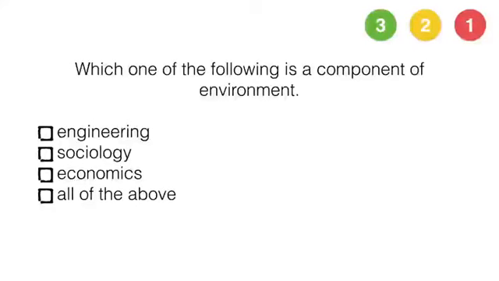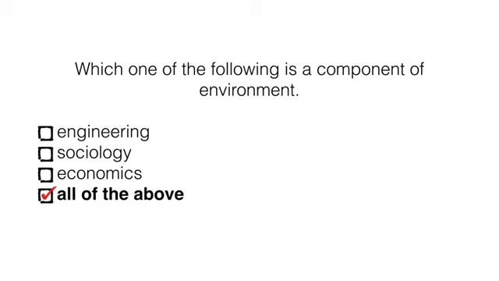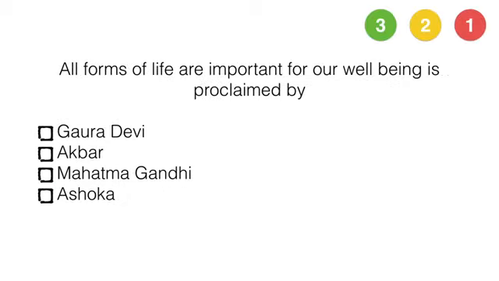Which one of the following is a component of environment? Engineering, sociology, economics, all of the above. All forms of life are important for our well-being is proclaimed by Gaura Devi, Akbar, Mahatma Gandhi or Ashoka.